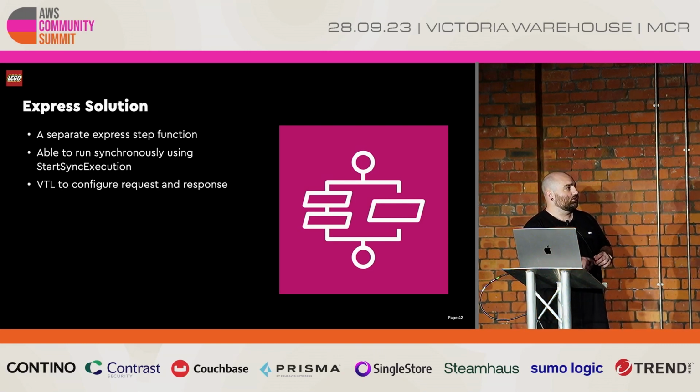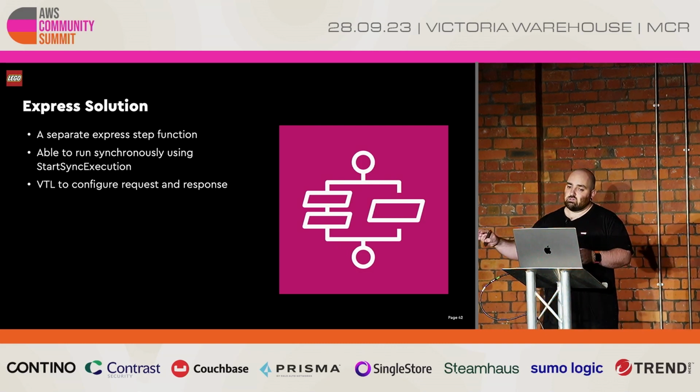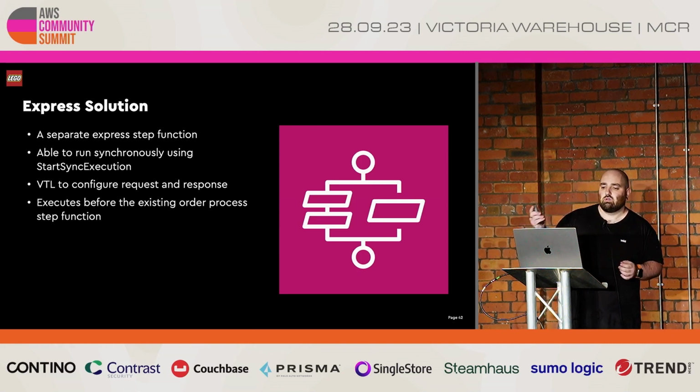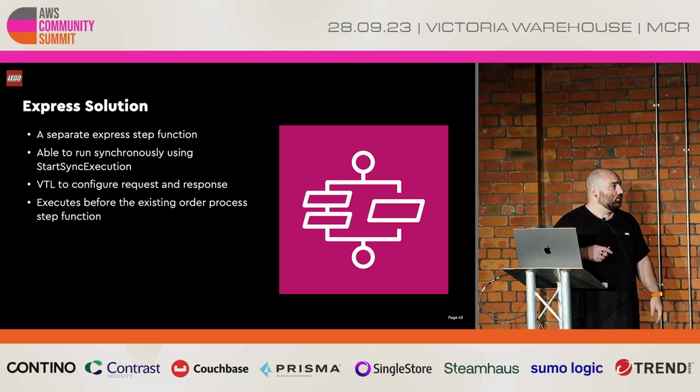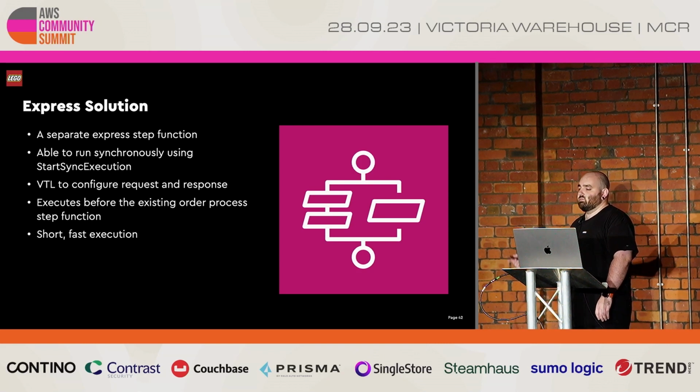And we can use things like VTL, which is a templated language, to configure the request and the response. So we can then handle any inputs that are coming in and match up to what's already expected within that existing flow. And we decided that this could actually execute before the existing order process step function. So we could fit it in somewhere that could happen before that. And it'd be a short, fast execution because the logic that would be in here wouldn't really be anything massive.